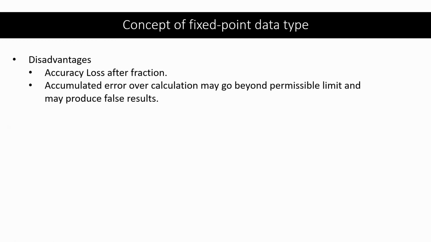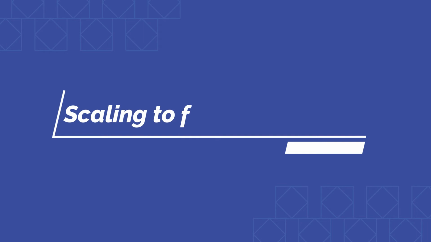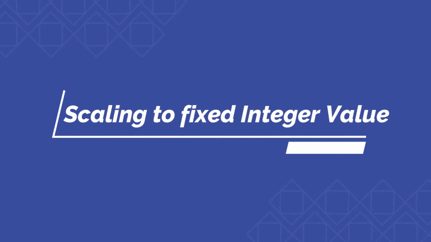The disadvantage of neglecting the fraction is accuracy loss, and also if we use such numbers in our calculations, then the accumulated errors over time can go beyond the permissible limit and can produce false results in our system. To overcome this, we can use the concept of scaling so that we can convert fractional numbers or large integers into small integers which take up very little memory.